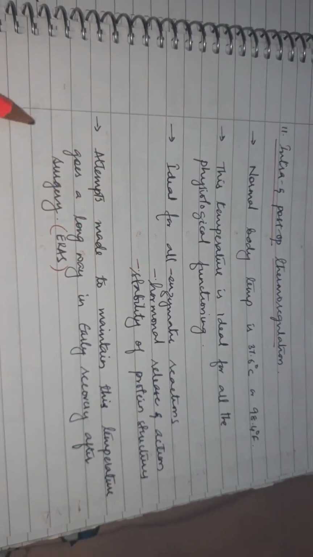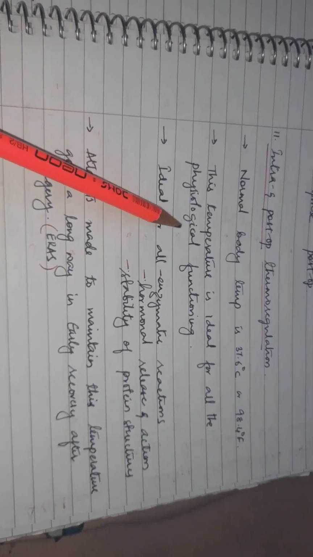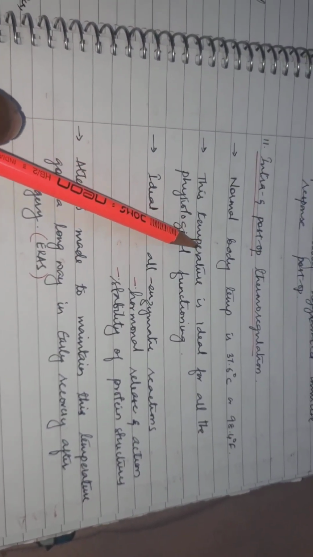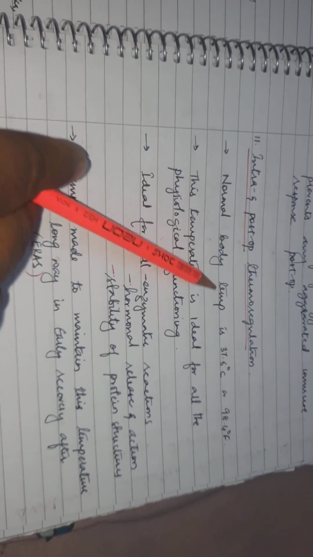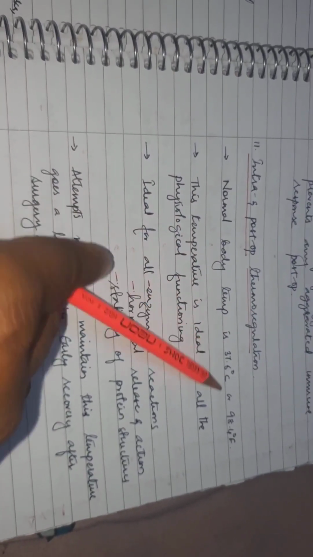The last is intra and post-operative thermoregulation. As I said, regulation of the body temperature, core body temperature, is important. That is why we saw how hypothermia affects our immune system, affects our cardiac system. Now normal body temperature is 37 degrees centigrade, which is 98.4 degrees Fahrenheit.